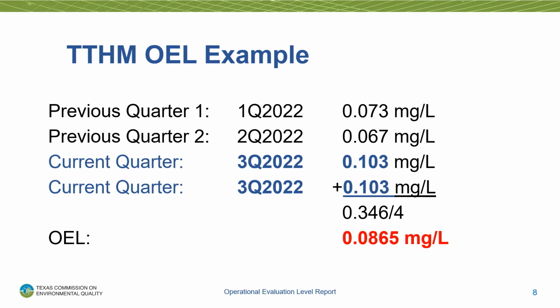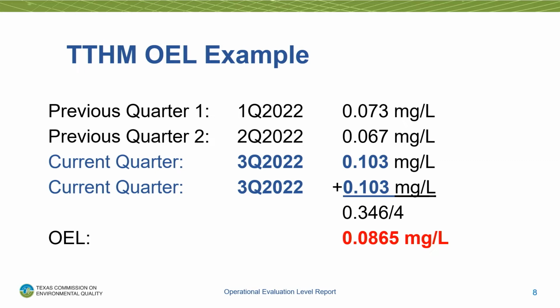So here I have our little example. It's the same system, same numbers, but as you see, we use the current quarter twice. So this is basically saying, if I were to get this value again next quarter, I'll be exceeding that level and I'll be getting an MCL violation. So I want to address this level before it actually becomes a violation.